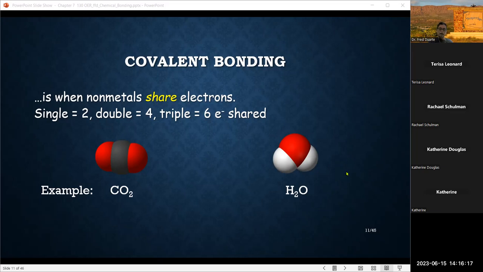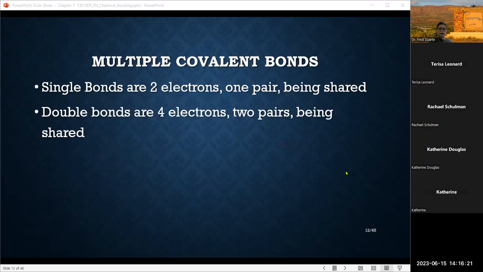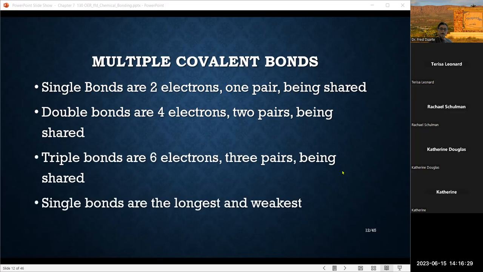And the white ones are hydrogen. Okay. All right, so like I stated, single bonds are 2 electrons, 1 pair, being shared. Double bonds are 4 electrons being shared. And then finally, triple bonds have 6 electrons being shared.